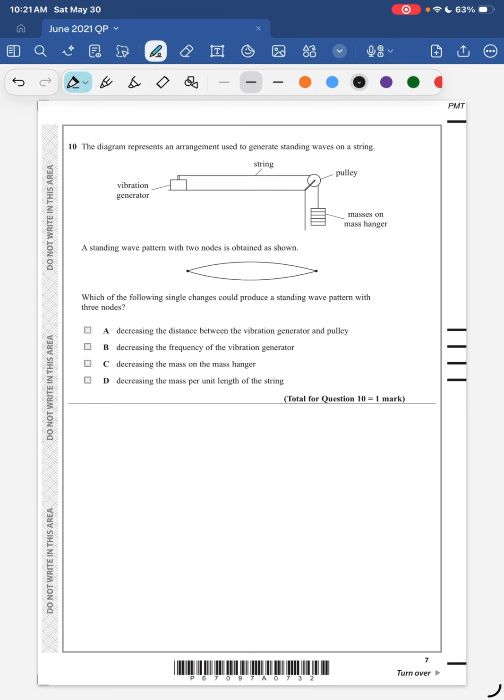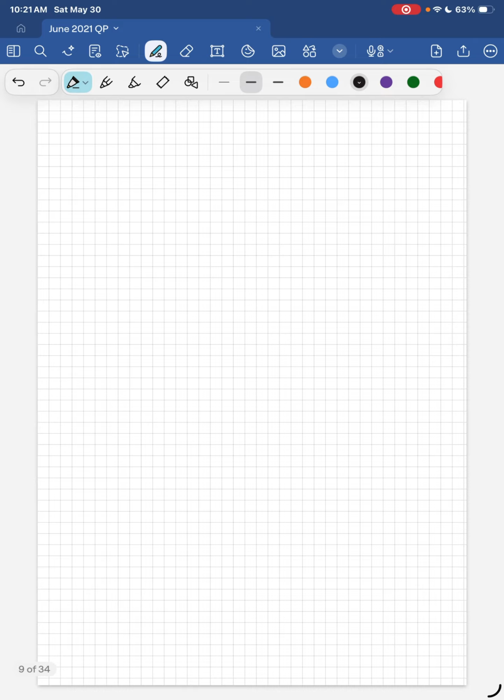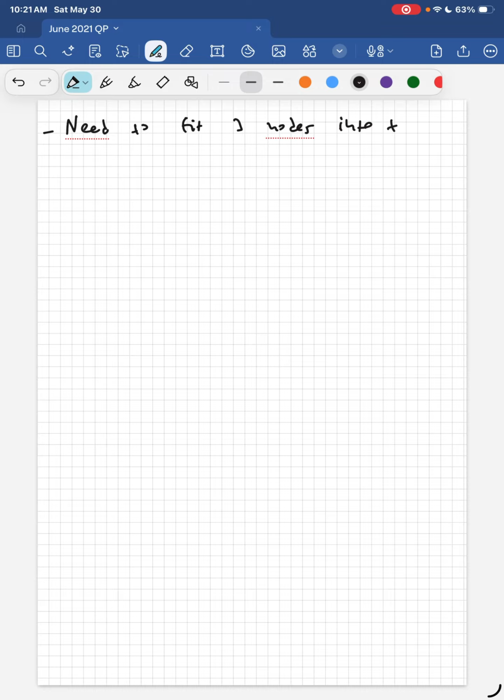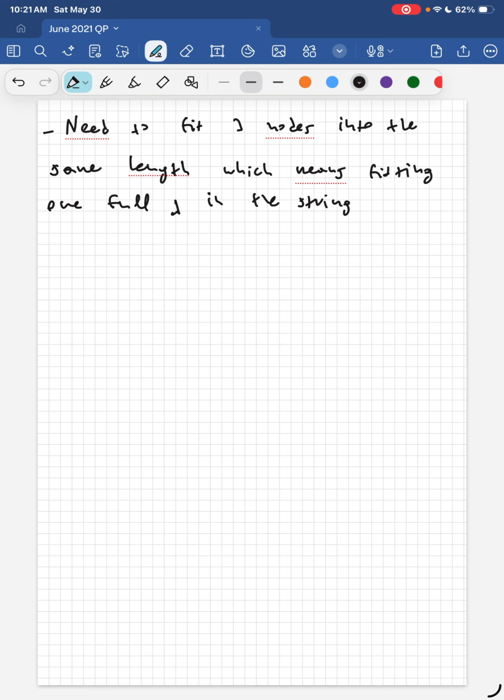So let me write a few things. Maybe I'm going to use a clean page. So we need to fit three nodes into the same length, which means fitting one full lambda in the string's length.